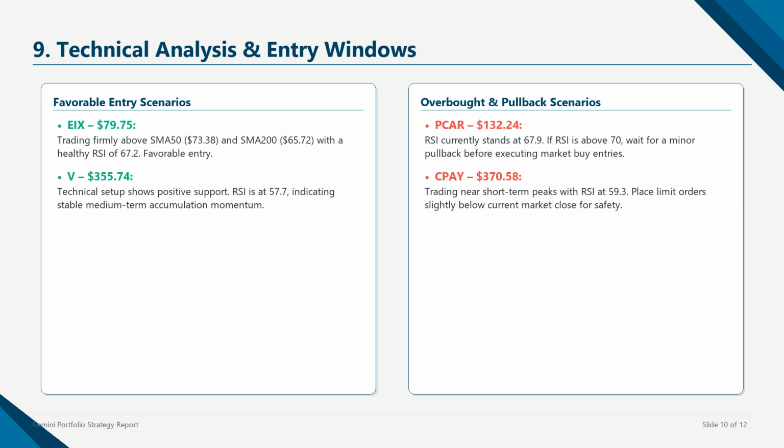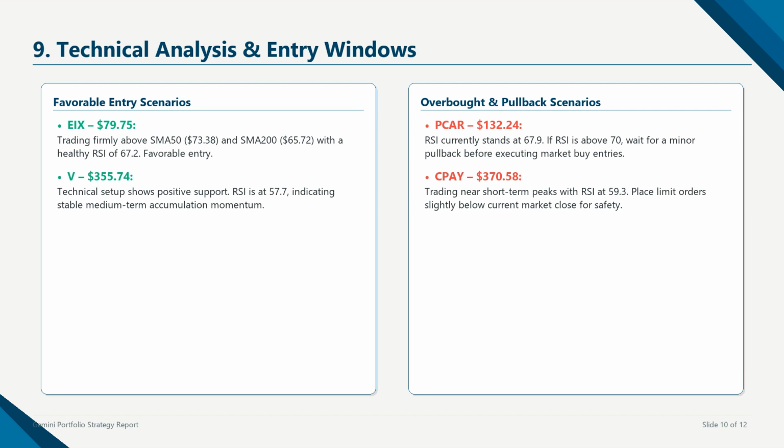Let's review the technical entry windows for these trades. EIX is trading at $79.75, well above its moving averages, suggesting a favorable entry at market. V is also trading in a supportive technical zone. PCAR has a slightly elevated relative strength index of 67.9. We suggest placing limit orders slightly below current market close to capture minor intraday pullbacks. Lastly, CPAY presents an attractive entry point near support, trading close to its 50-day moving average.